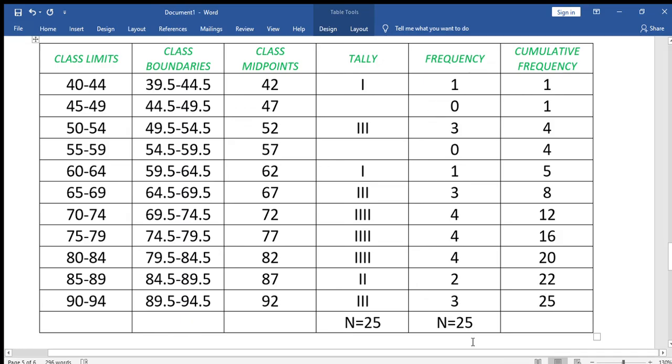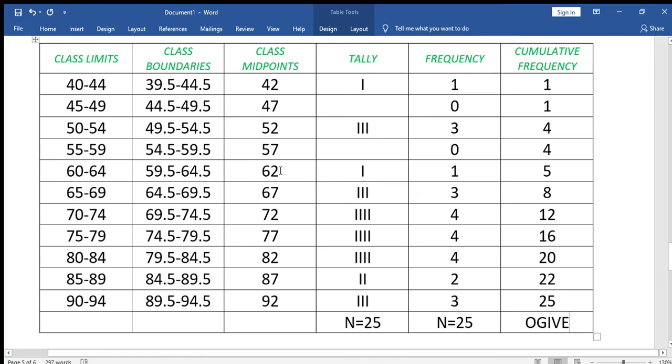If you got, let's say, your last class limit, which is jiving with your total number of cases or scores, which is equal to 25, then that would only mean one thing, that you are able to find out your cumulative frequency the right way. Remember that your cumulative frequency is also known as ogive. Ogive is spelled as this. Okay?